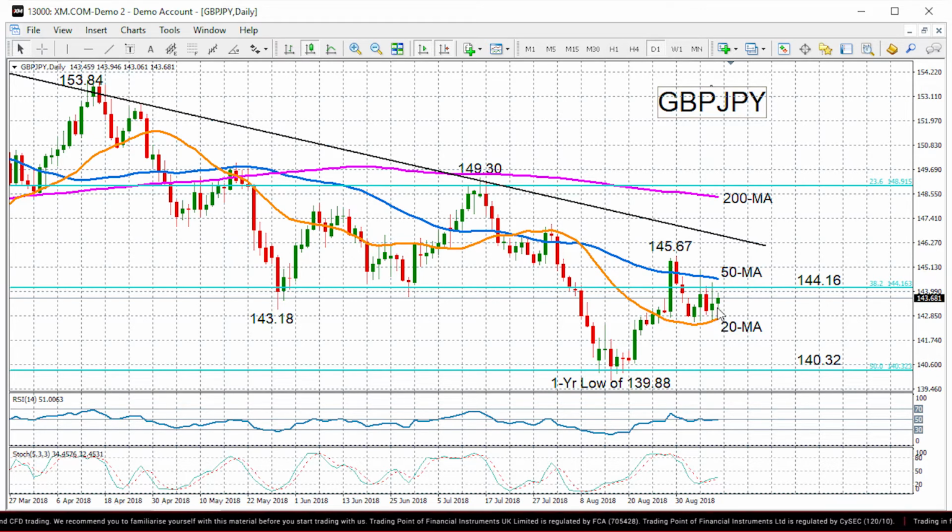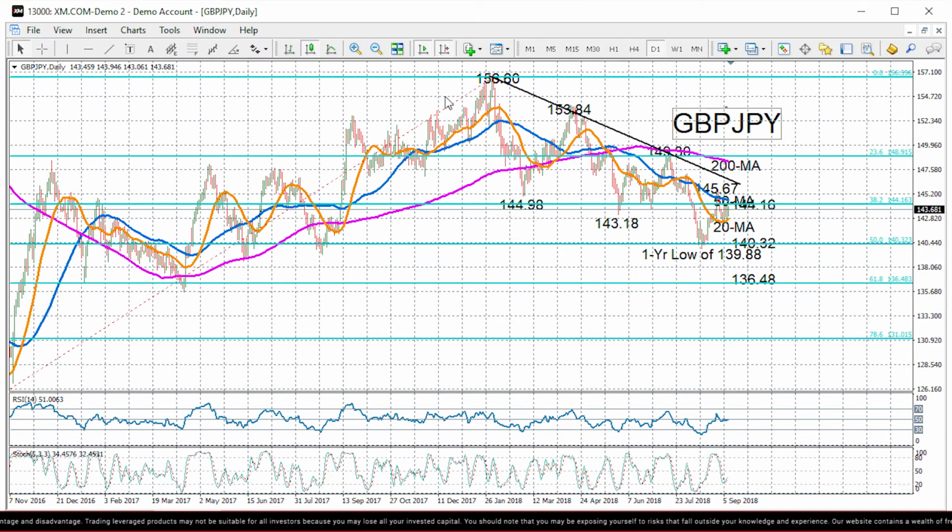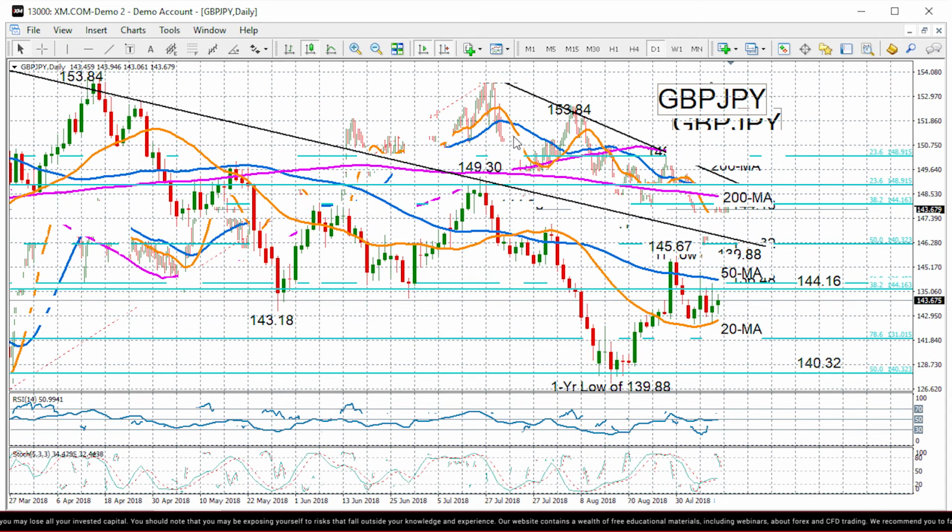So the 20-day moving average is providing immediate support at around 142.74, and then the 50-day moving average providing resistance around 144.60 at the moment. Just below that is the 38.2% Fibonacci retracement of the longer term up leg from 124.05 from way back in 2016 to the 156.60, which was a peak from late last year, early this year.